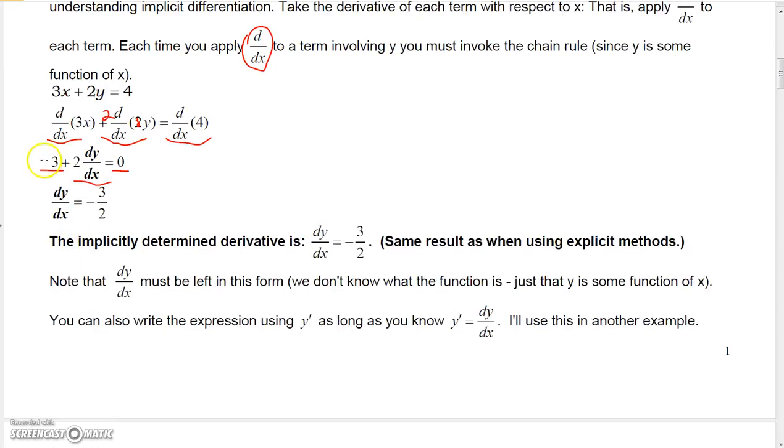Now, you can move the 3 over to the other side and isolate this term. So you'll get 2 times dy over dx equals negative 3. Then divide both sides by 2, and you'll get dy over dx is equal to negative 3 halves. And that's exactly what we got when we did it explicitly.